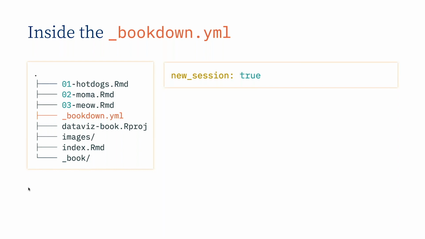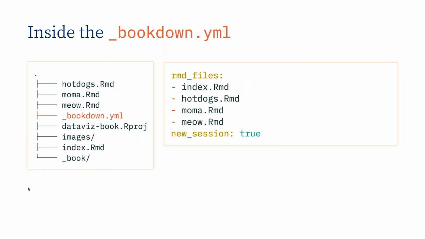You might notice that my chapter files here on the left are now named with numbers as prefixes. So I have 01 hot dogs, 02 MoMA, and 03 meow. You can use the Bookdown YAML file to instead list the order of your R Markdown chapters. So before it was using the numbered chapters to determine the order that the book got built. You can also take away those numbers from the names of the files and use the Bookdown YAML to determine the order of the chapters as they are presented to you. So that's another way you can use this _bookdown.yml file.